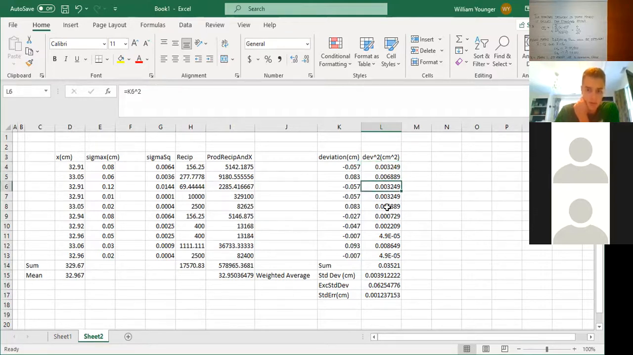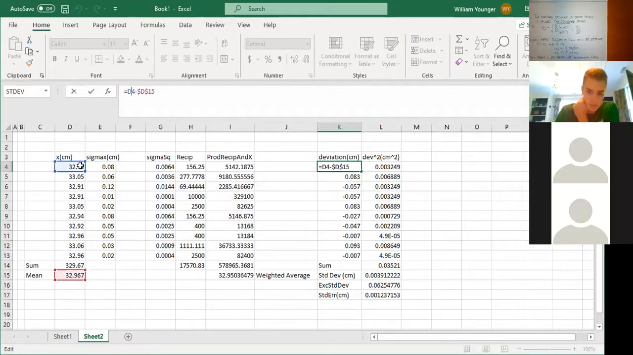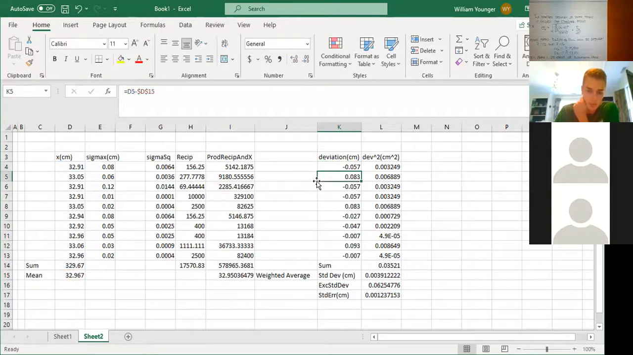That's right. All these look good to me. Okay. Let's check my deviations, make sure they were right. I said D4, which is this, minus D15, which is my mean. Okay. And D15 again, D15. Yeah, so those are all right. So I don't know why the standard deviation is coming up different.